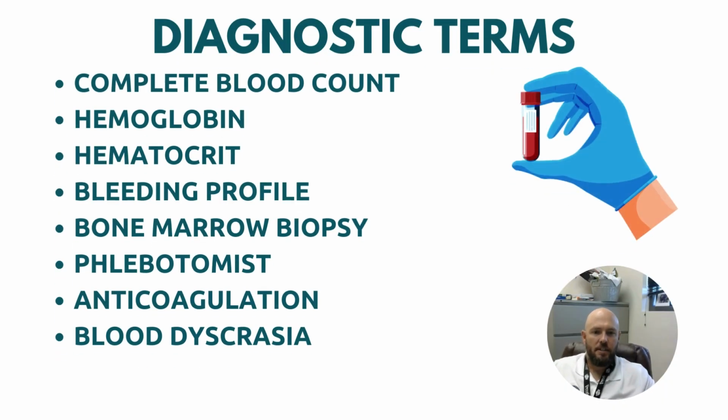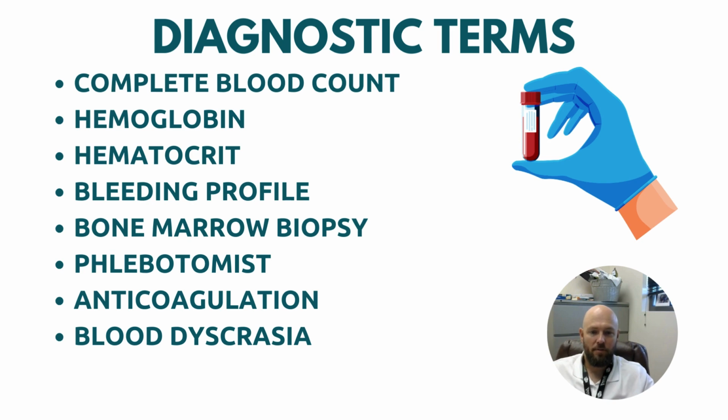Some diagnostic terms. A complete blood count is a test where they draw your blood through a vein and put it in the lab machine that detects how many blood products are within your blood, measuring things like red blood cells, white blood cells, and thrombocytes. Hemoglobin is a certain red blood cell that carries oxygen, so oxygen carrying capacity. It's a blood test. Another blood test is hematocrit, the percentage of red blood cells to the entire amount of blood that was drawn.